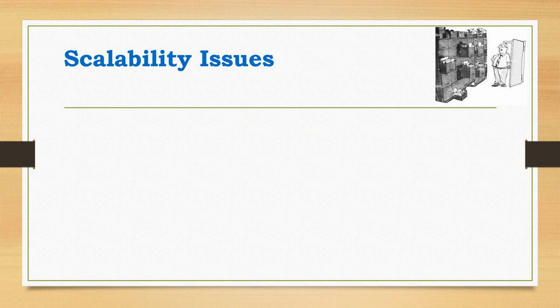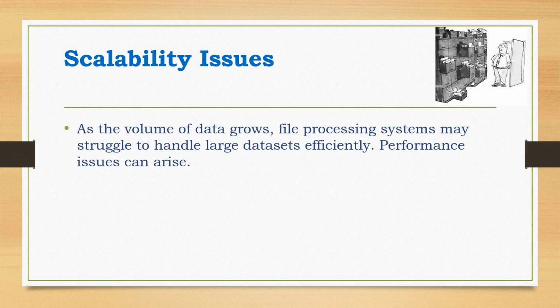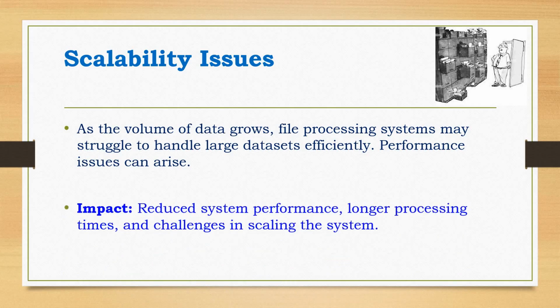The next one is scalability issues. Scalable means whenever the data grows or shrinks, the system can adapt to it. As the volume of data grows, file system processing may struggle to handle large data sets efficiently. Due to this, the performance is going to be very low. System performance is affected, processing time is longer, and there are challenges in scaling the system.